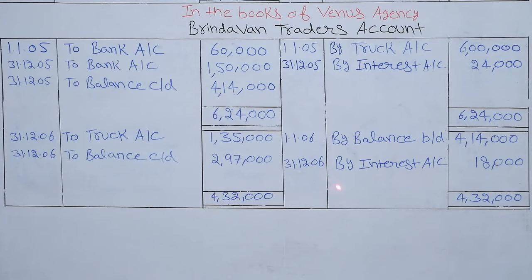31st December 2006 by interest account 18,000. 31st December 2006 to truck account 1,35,000. How do we get this amount? Let's understand this through working note.